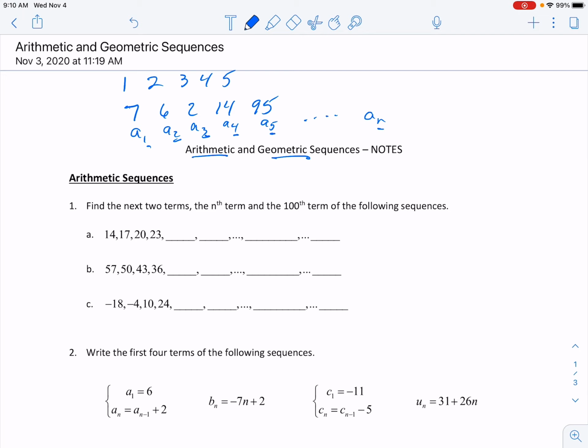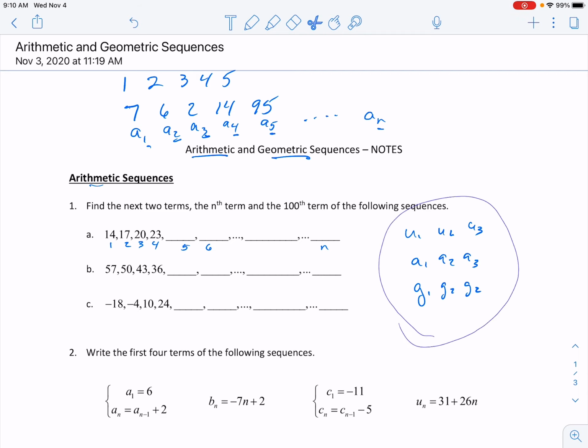So we have some lists here. These happen to be arithmetic. This is term 1, this is 2, 3, 4, 5, 6. This one they want to be the nth term. Sometimes we call them U1, U2, U3. Sometimes it's A1, A2, A3. I think we use A meaning it's arithmetic. Sometimes they'll use G1, G2, G3 for geometric. I've never done that, but it can be done.